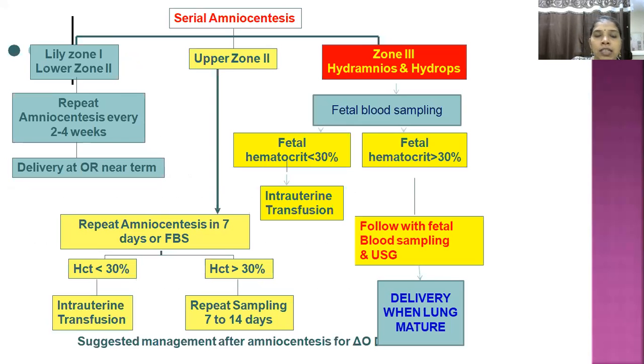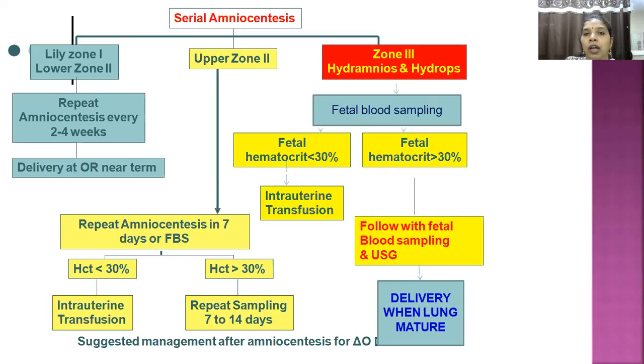Serial amniocentesis. This is Liley zone 1, the lower zone: repeat amniocentesis every 2 to 4 weeks, with delivery at or near term. For the upper zone 2 of Liley, lower zone 2: repeat amniocentesis in 1 week or do fetal blood sampling. Fetal blood sampling is done by cordocentesis. If hematocrit is less than 30%, intrauterine transfusion should be done. If hematocrit is 30% or above, repeat sampling after 7 to 14 days.